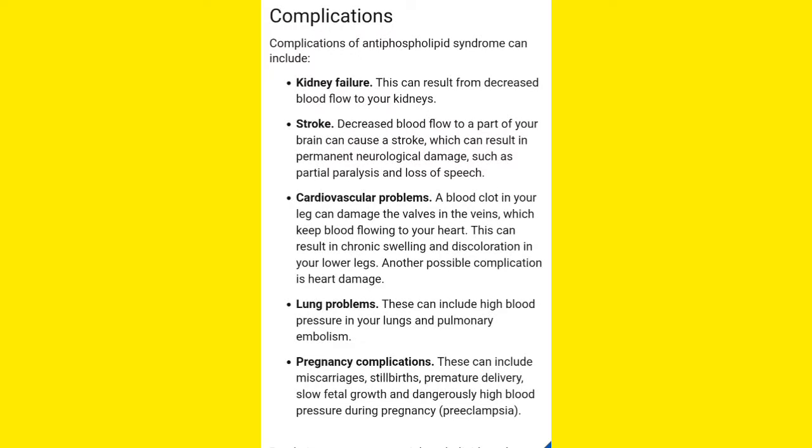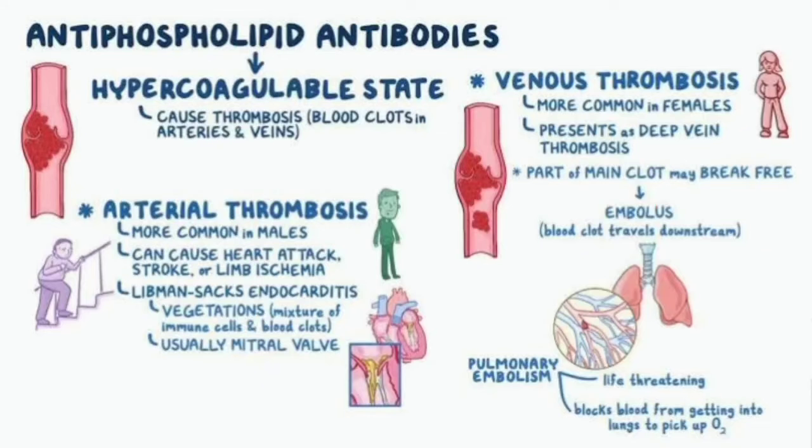Another is pregnancy complication. This is very, very important. Pregnancy complication is very important for this disease. Basically, this causes miscarriage, stillbirth, and also premature delivery. Also slow fetal growth, and dangerous high blood pressure in pregnant females, which is known as preeclampsia. So all these are complications: kidney failure, stroke, cardiovascular problems like MI, lung problems like pulmonary embolism, and pregnancy complications like preeclampsia.